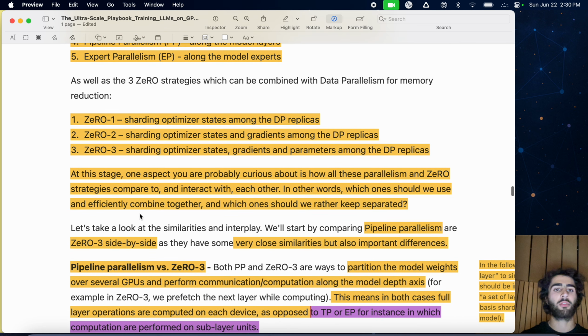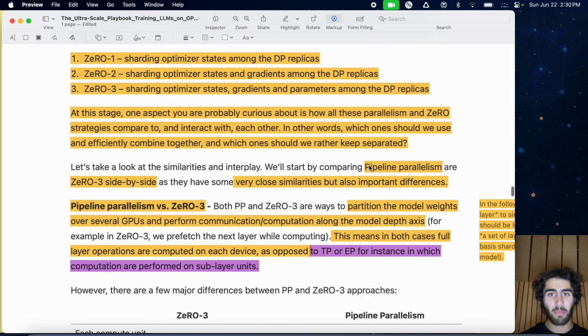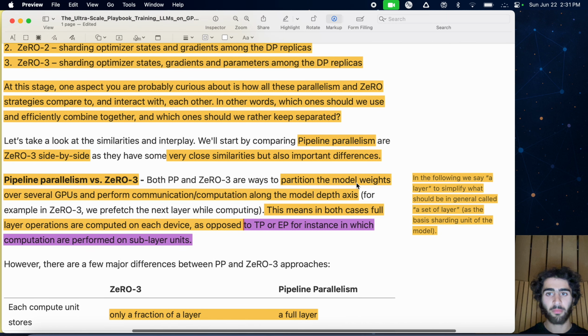At this stage, one aspect you're probably curious about is how all these parallelism and zero strategies compare to, or rather interact with each other. In other words, which ones should we use and efficiently combine together, and which ones should we keep separated? And we're going to first compare pipeline parallelism and zero redundancy optimizer 3 side by side, as they have very close similarities, but some differences as well.